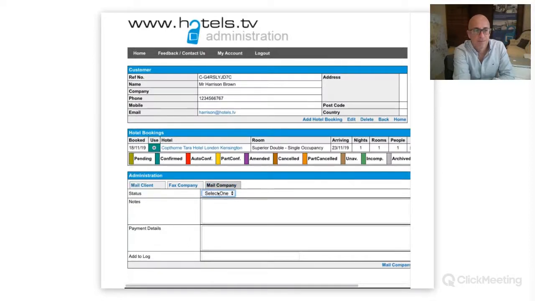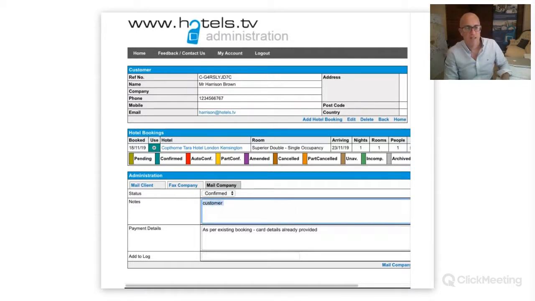We click mail company, confirmed. We can even type the credit card details either in this box here, or you can say we'll call with card details for security reasons, or you can write as per existing booking, however you want to word it. Card details already provided, because we did it over the phone. Customer, whatever you want to add into the notes. And then you email the hotel.